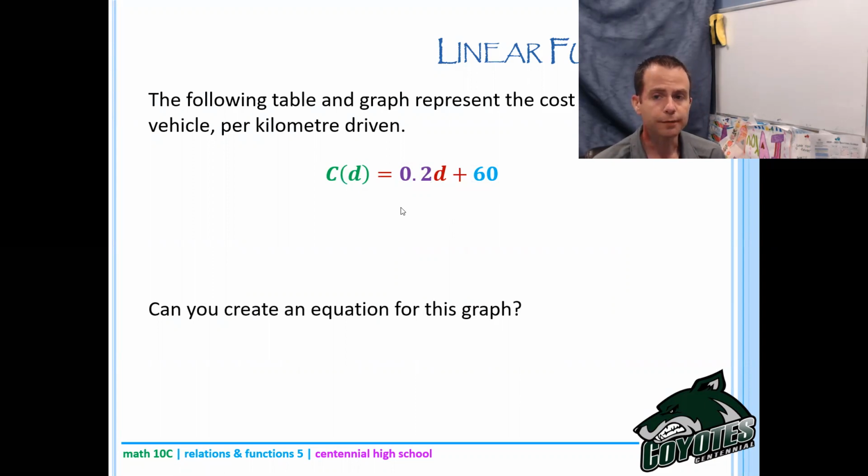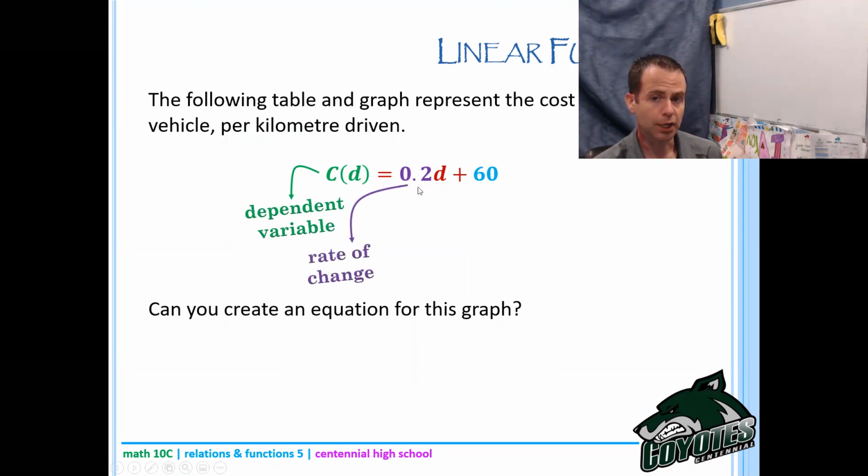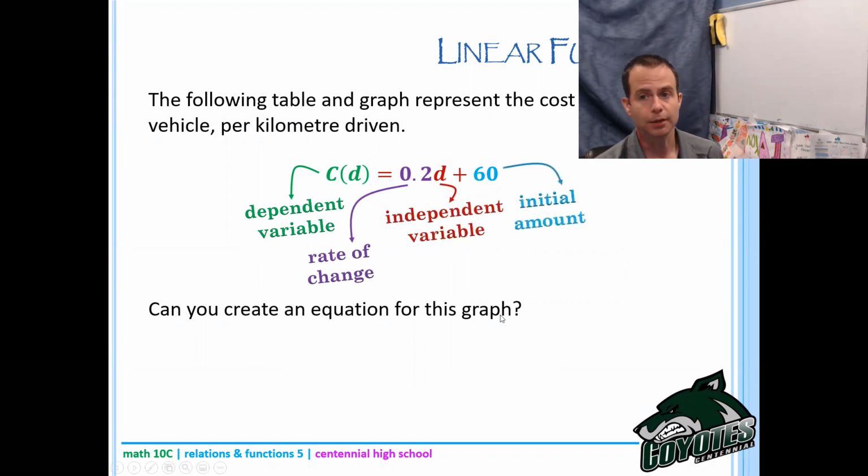Now, each one of these I have in a different color because I want to define what each of these are. Every linear equation that you create can be created in the same sort of scenario, okay? So this guy is my dependent variable. It's always the dependent variable equals. This guy is my rate of change, and the D was my independent variable, and then my 60 was my initial amount or my initial cost or my cost of nothing, okay? So every equation that's linear that you set up is going to be set up this exact same way. The dependent variable equals the rate of change times the independent variable plus the initial amount, okay?